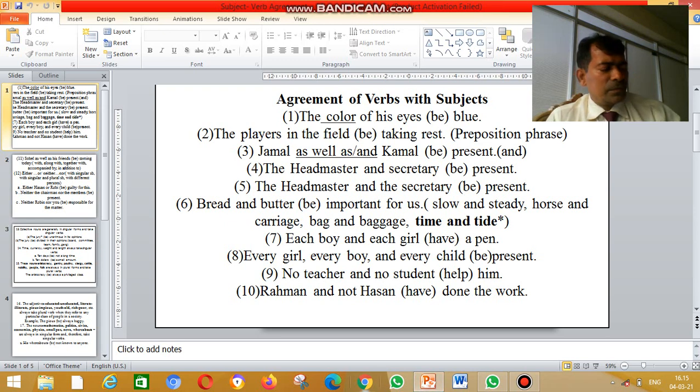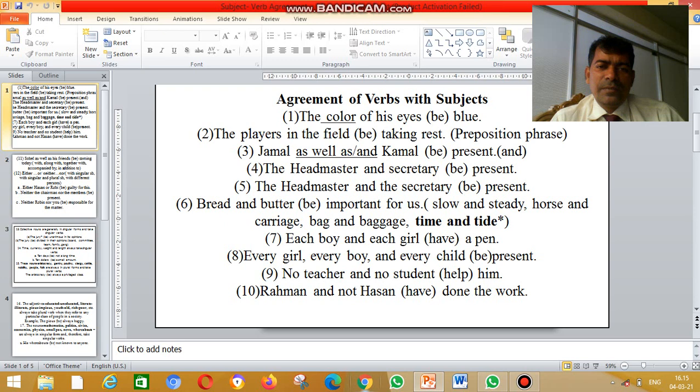So we will try here to learn what this topic is, and after you have learned these rules, you'll be able to answer right form verbs questions easily.